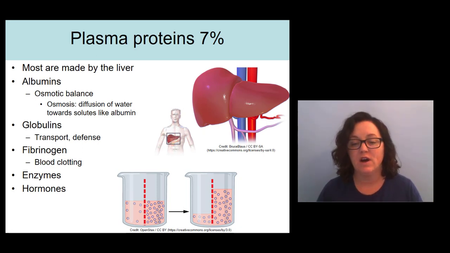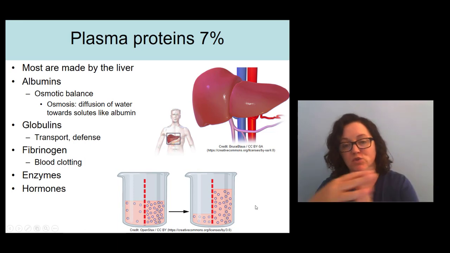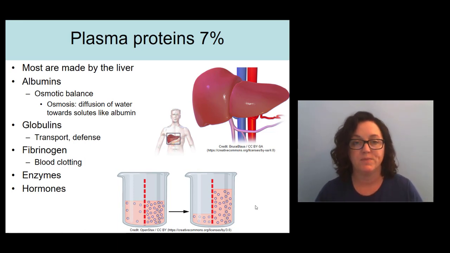And you can see how there's a difference between the two images, right? Here, the water level's the same, right? Higher solute over here, lower solute over here. But over here, given time, the water has moved to the side with the higher solutes. So that is osmosis. It's the process of water moving towards the higher solute concentration.